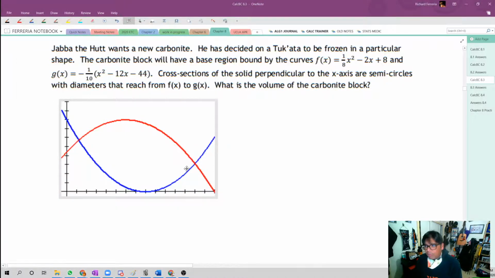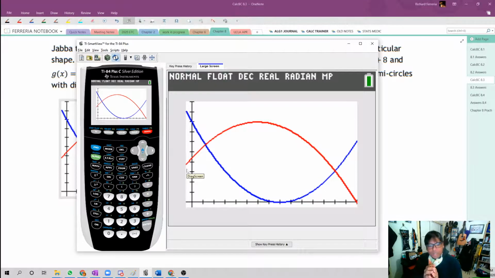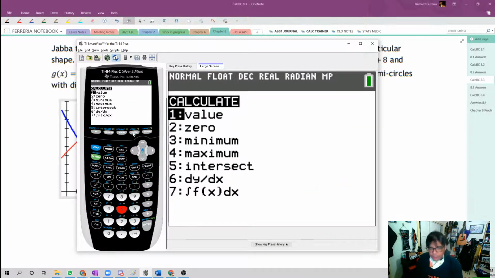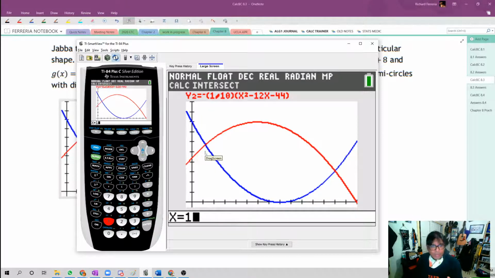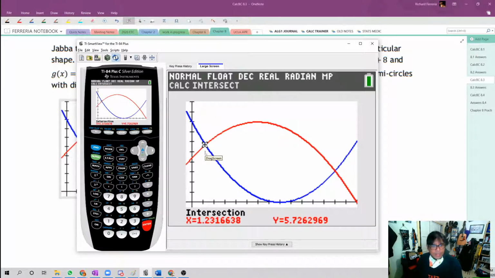Let's get back to our shape here, and I'm going to need to know what are these points of intersection. So I'm going to second calculate and intersection. We did this earlier, so I think I'm on the first curve, yes. I'm on the second curve, yes. And I'm going to guess this looks like it's right around 1. So I'm going to just type a 1 in here, push enter, and that's going to give me that first intersection point, 1.23166.